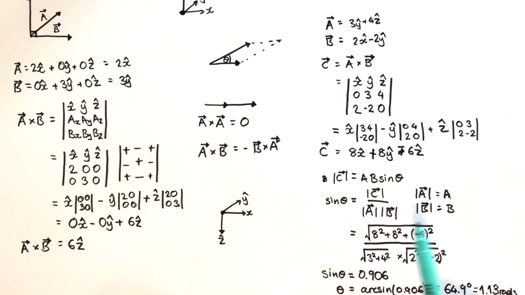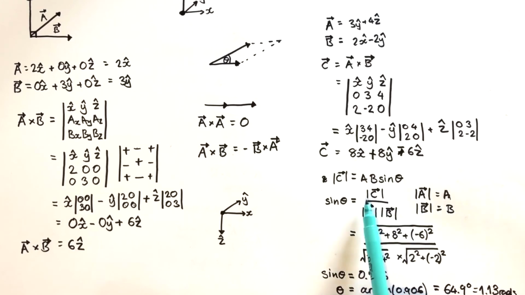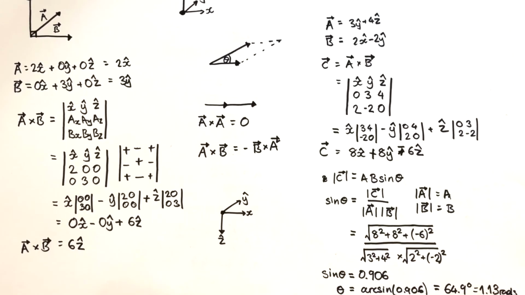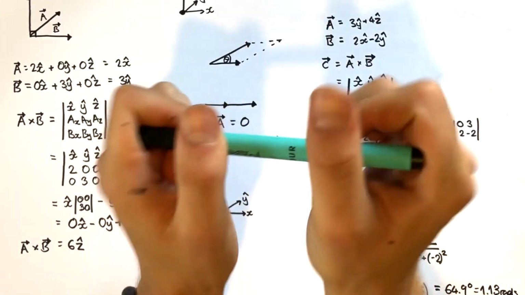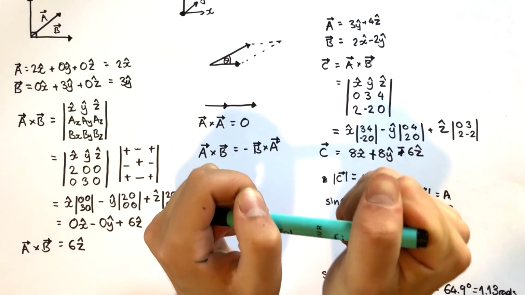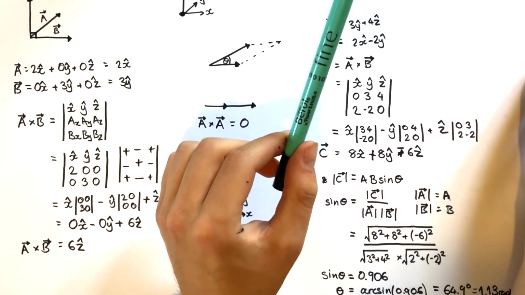So that's how you work out the angle between two vectors. If you know the cross product, then you can just rearrange for sine theta and then arc sine it right at the end. So that concludes vector multiplication. And I hope that helps, and I'll see you in the next video.